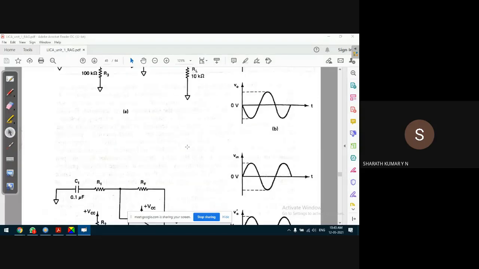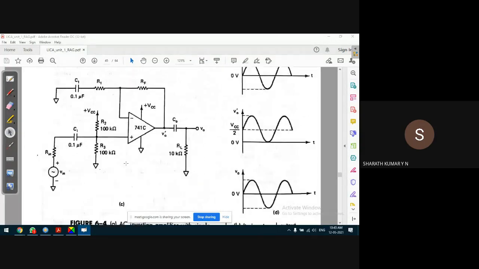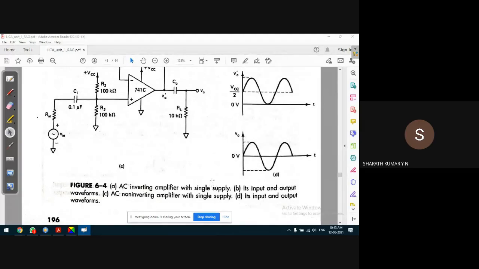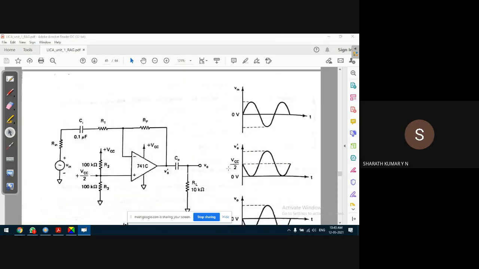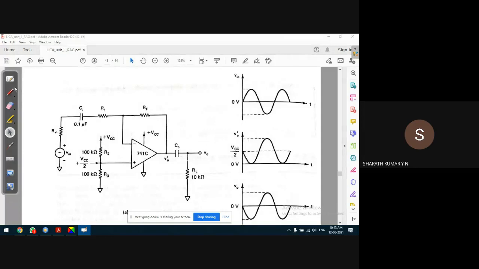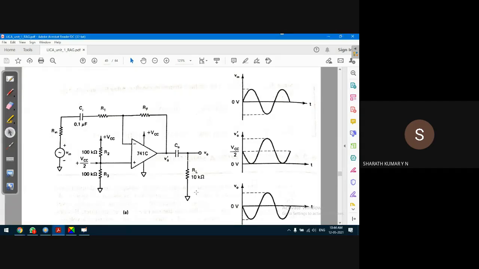What is the effect of using a single polarity supply? I think Athar has explained this for both inverting as well as non-inverting amplifier, with input and output waveforms. Now let us say this is the input voltage applied to the inverting input terminal. Normally what we were expecting is an output something like this. Let me take the pen. Guys, observe this.